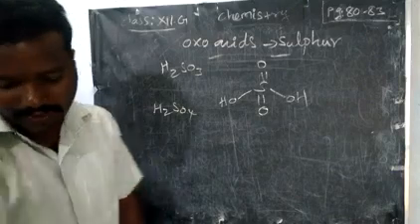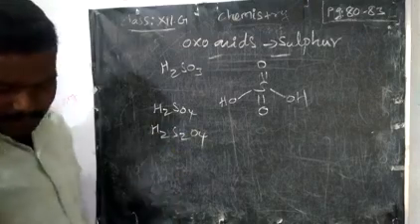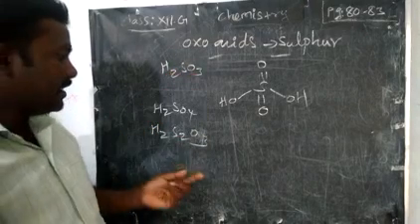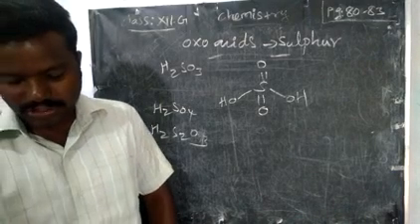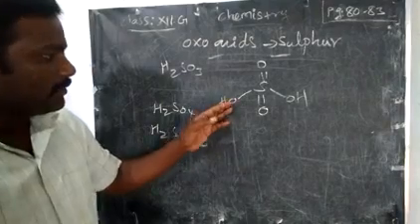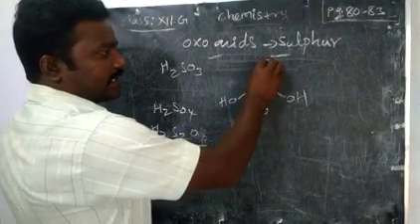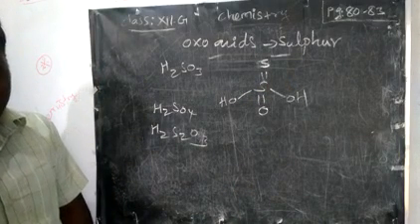Then thiosulfuric acid, H2S2O3. See this structure, we have one more sulfur. Now how will you write the structure? See, the same structure, you just make one of the oxygens into sulfur, right?